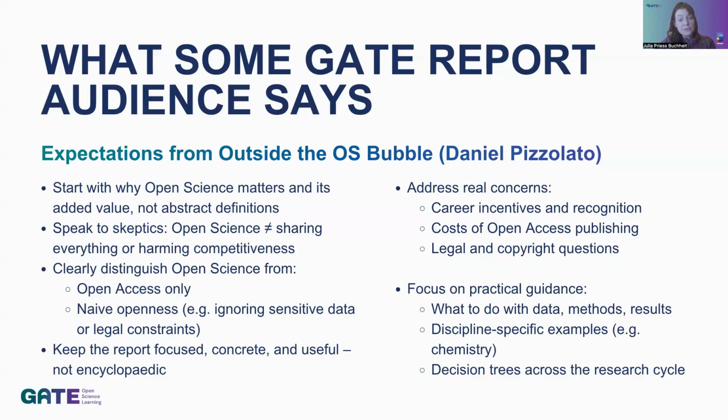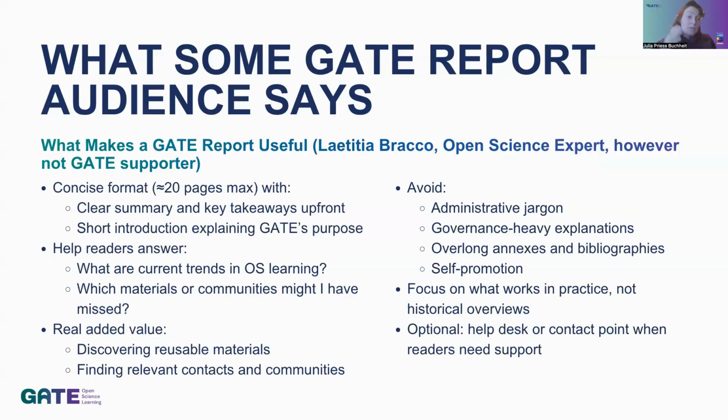Address real concerns, for example, career incentives and recognition, costs of open access publishing, legal and copyright questions. These are real concerns from a researcher perspective. Focus on practical guidance, what to do with data, method, and results, discipline-specific examples, for example, chemistry, or decision trees across the research cycle. So that was his idea, without knowing anything actually about the gate.